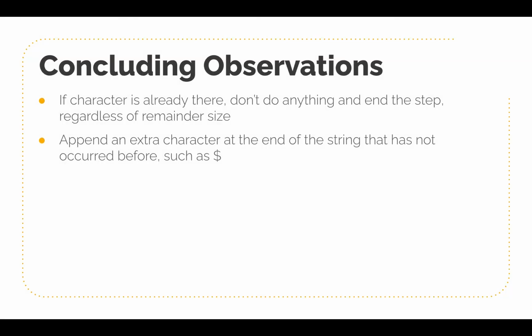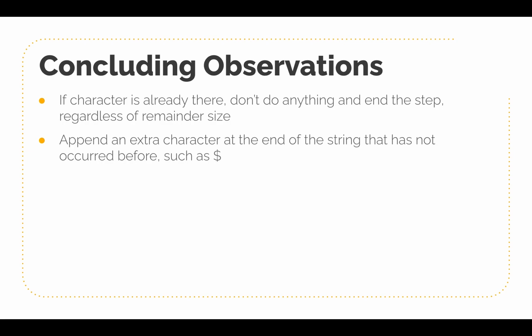If during one of these inserts we find that the character we want to insert is already there, we don't do anything and end the current step, even if the remainder is greater than 0. The reason is that any inserts that remain will be suffixes of the one we just tried to make. Hence, they are all implicit in the current tree. The fact that remainder is greater than 0 makes sure we deal with the remaining suffixes later.